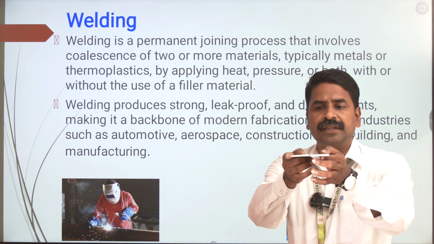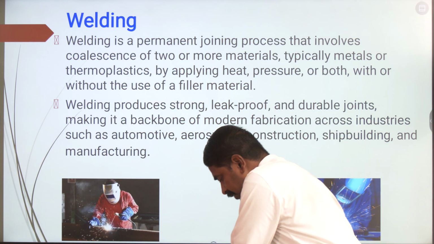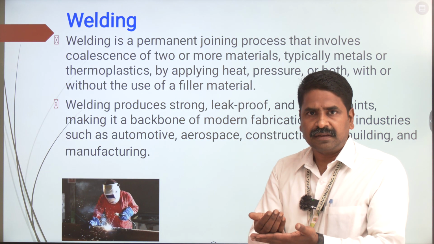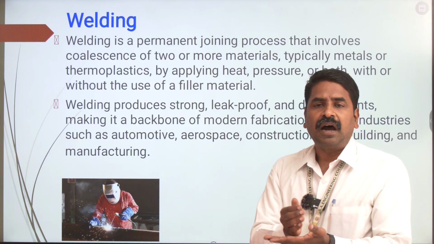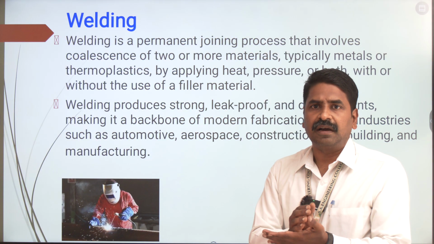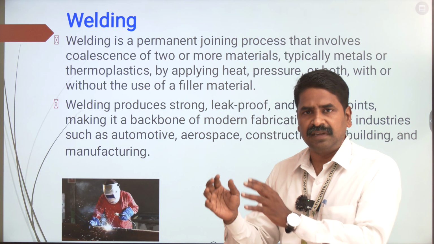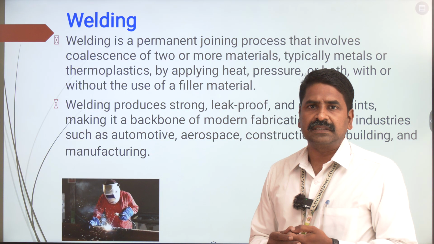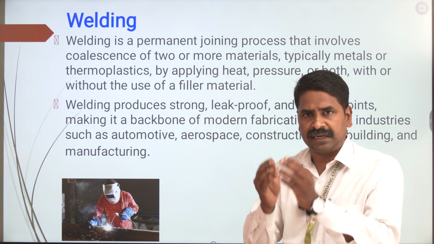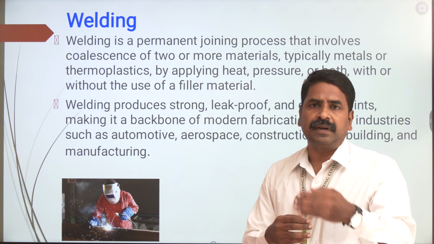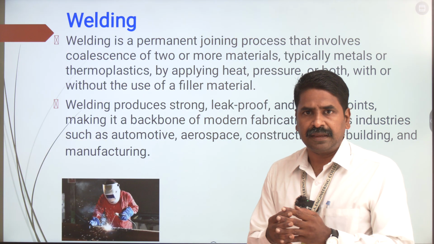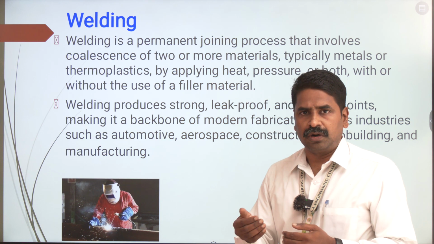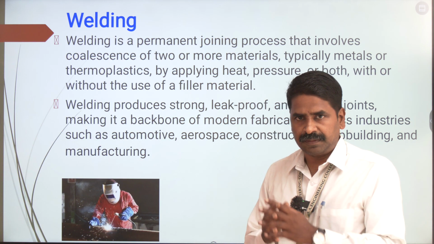And how are you going to join these two plates together? You are going to join these two plates together by applying either pressure or heat or a combination of both, and with or without the use of a filler metal, and this process is going to be defined as the welding process. So I define once again, welding is a permanent joining process in which merging of two or more metals or non-metals, or a metal with a non-metal, is going to take place by applying pressure or heat or a combination of both, with or without use of a filler metal.